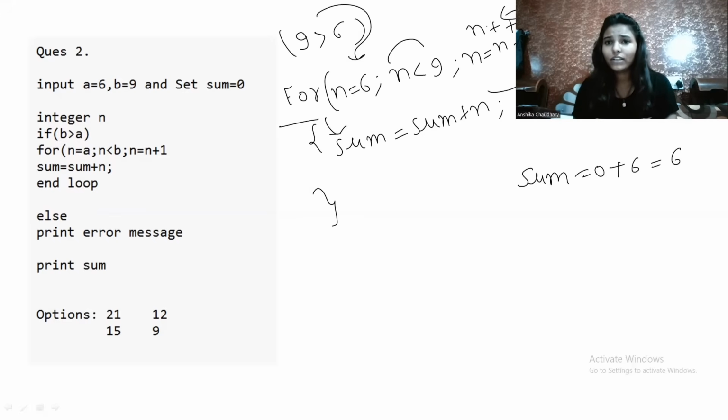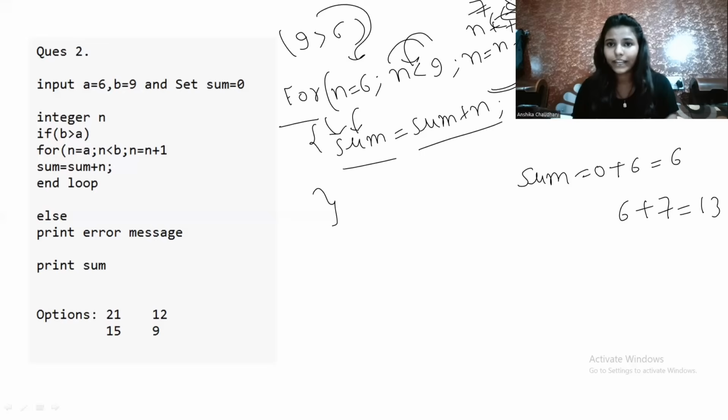Now the control will go here and the n value increments by 1. So n value will become 7. Now again checking the condition, 7 is less than 9. Yes, the condition is true. Again the control will come into the for loop. Then sum will be assigned by sum plus n. So now sum value is 6 plus, what is the value of n now? N is 7. 6 plus 7 is 13. Right?